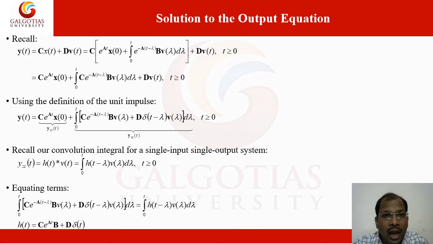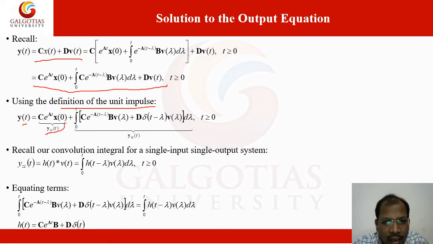Solution of the output equation: similarly we can put y(t) equal to Cx plus Du(t). We put the x(t) value and simplify. We get a solution in presence of the input, and you know the definition of the unit impulse. So we get y(t) equal to C e to the power At times x naught, which is the first part, and similarly the second part we can write as y2.